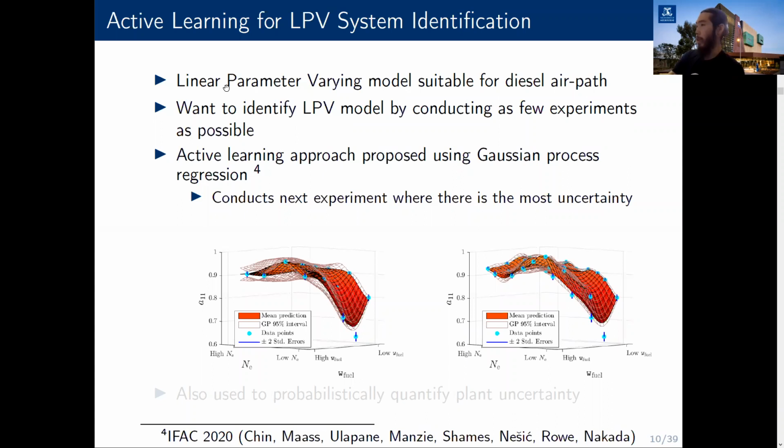So again, with Gaussian process regression, we can query this Gaussian process to see at which operating point there is currently the most uncertainty, and then conduct the next experiment locally at that operating point, and then add that to our LPV model and sort of try to fill in all the gaps. And an additional utility to this is that we can probabilistically quantify the plant uncertainty this way.